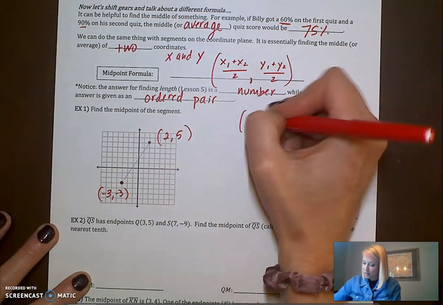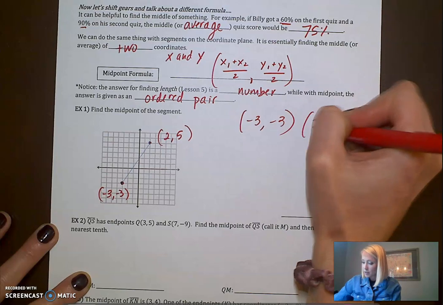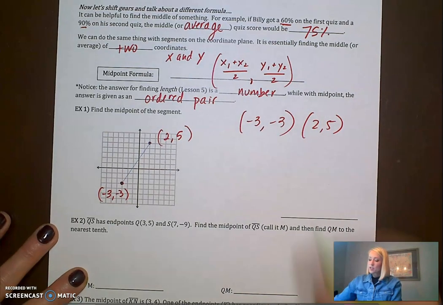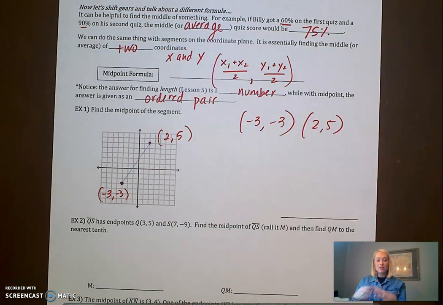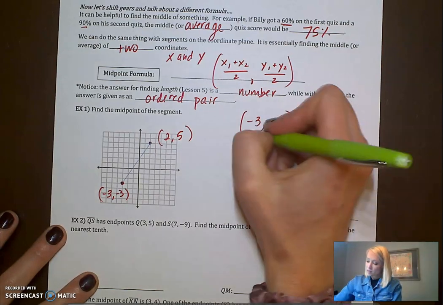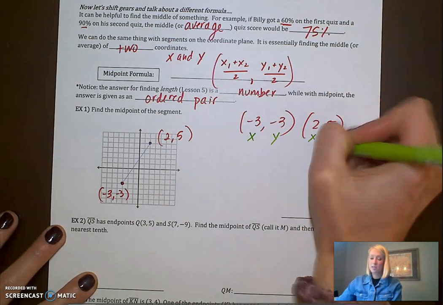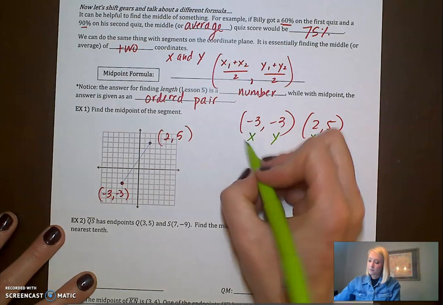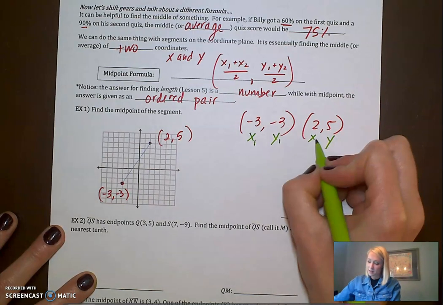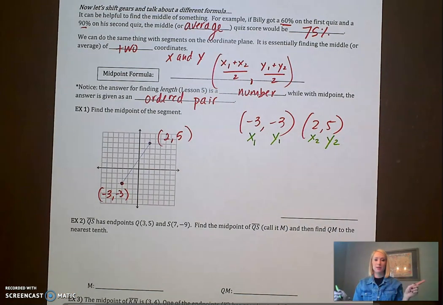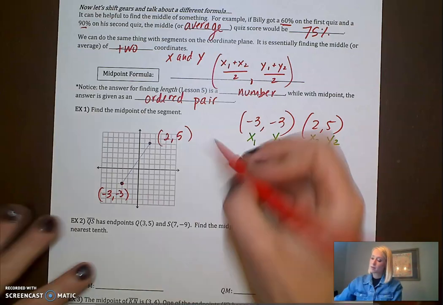Okay, so I'm going to rewrite them right here so you can see it a little bit better. To use my formula, the first thing I would do is label x and y. First number is x, second is y. This is the first ordered pair, this is the second. Doesn't matter which one's which. Now I just have to be real careful when I'm plugging in.